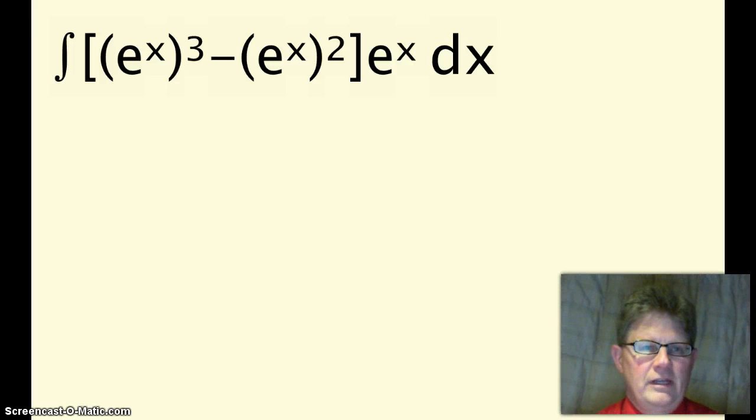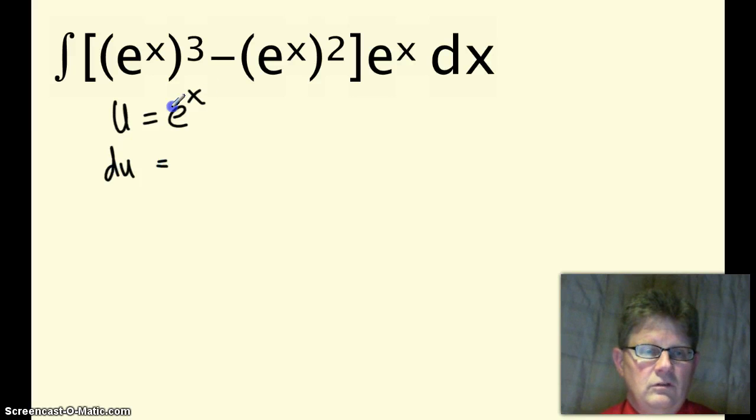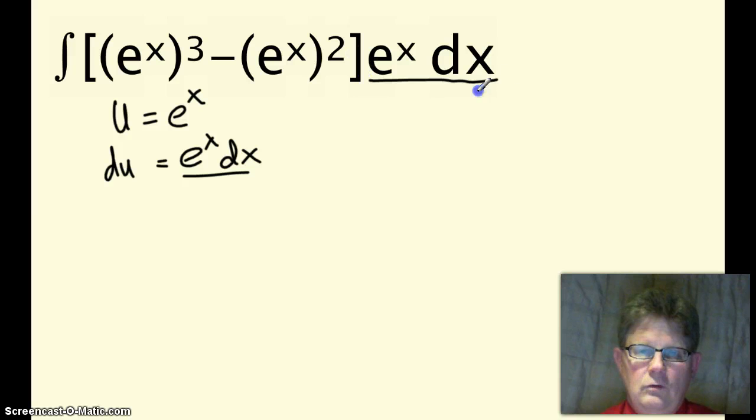Alright, you've got the integral of e to the x quantity cubed minus e to the x quantity squared, all that times e to the x dx. Whew! Way too many e to the x's going on there. If we could just get rid of those, this problem would be a whole lot simpler, wouldn't it? So how could we get rid of e to the x? Well, we could make u equal e to the x. Then du, what's the derivative of e to the x? Well, of course, e to the x dx. Hey, sweet. We're going to put du right there.